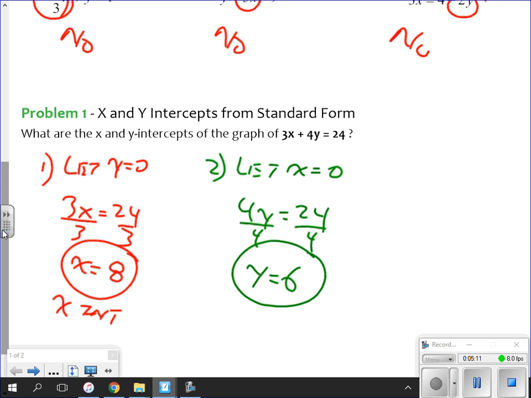Okay. Really very easy to find the x and y-intercept. Cover up the y, solve for x. Cover up the x, solve for y. And solving is just dividing if there's something there to divide. Questions so far?